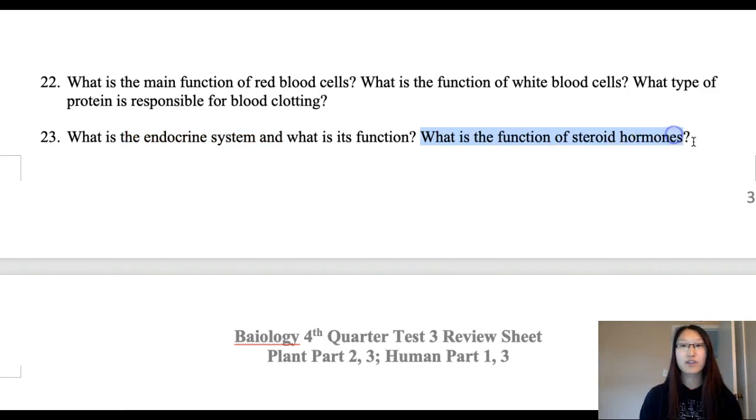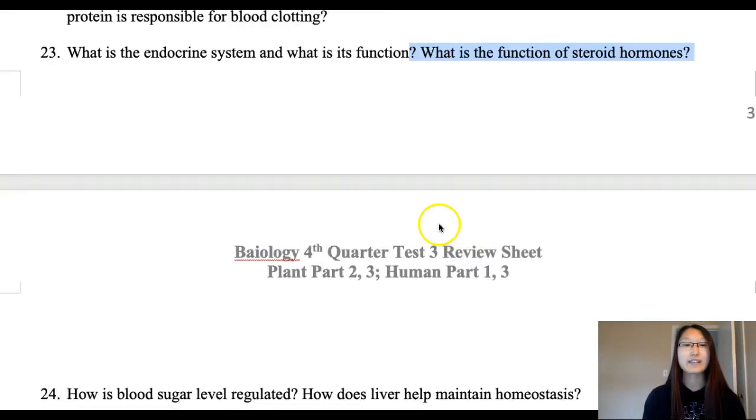What is the function of steroid hormones? So those are the hormones that are lipid-based. Those can go through your cell membrane directly and go into the nucleus to control gene expression, meaning that what genes are turned on to produce a certain type of protein, what genes are turned off so that we're not wasting energy to produce proteins that our body doesn't need. Okay? So the steroid hormones control gene expression, but you have to understand what gene expression means. It's to turn a gene on or off so that the gene product, which are the proteins, can be made or cannot be made when it's not needed.